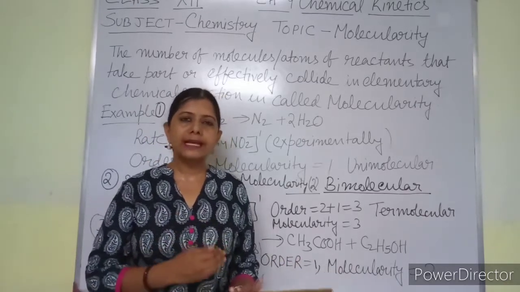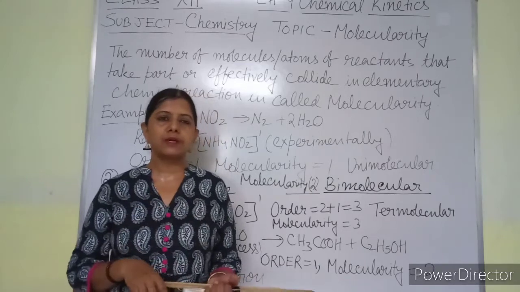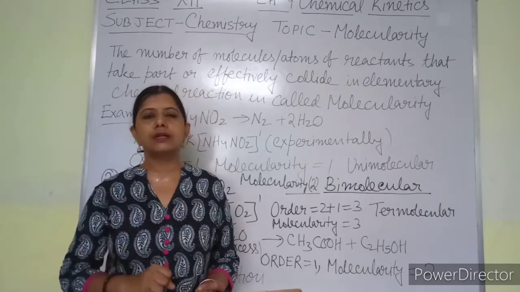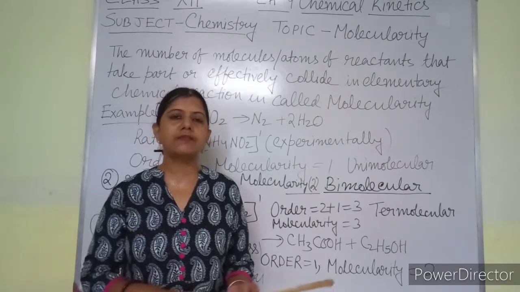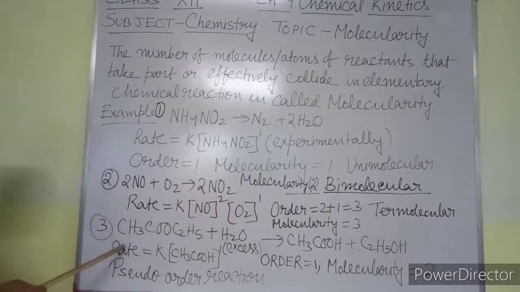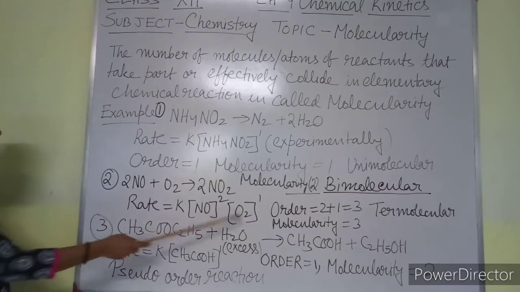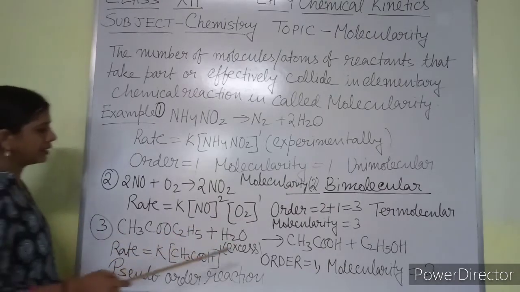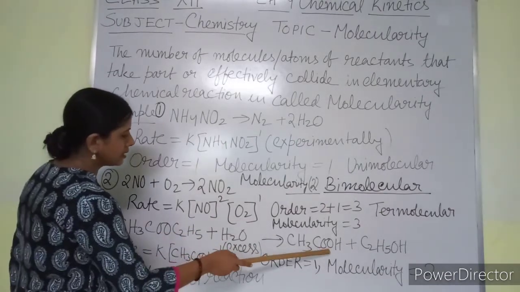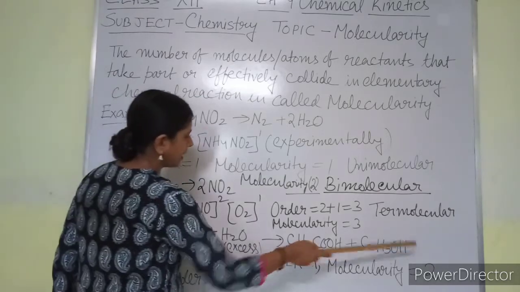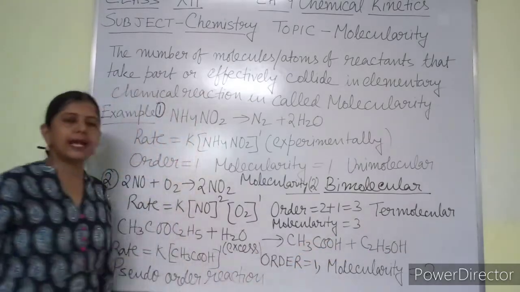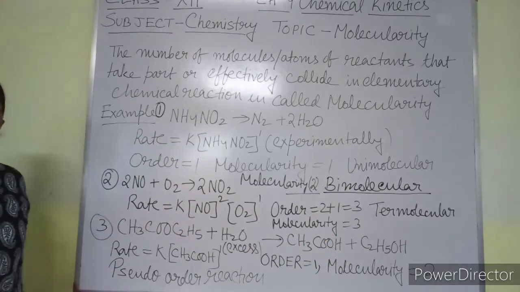I am going to explain another example where the order and molecularity are not the same, they are different. For example, hydrolysis of an ester, CH3COOC2H5. This is the ester. Hydrolysis of this ester will give you CH3COOH plus C2H5OH, acid plus alcohol. You have learned this earlier.